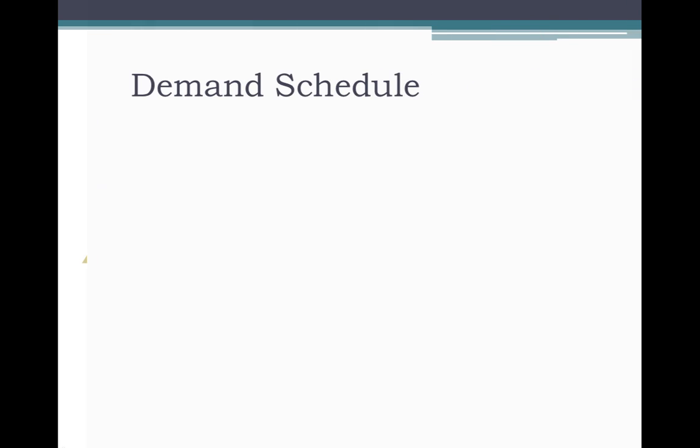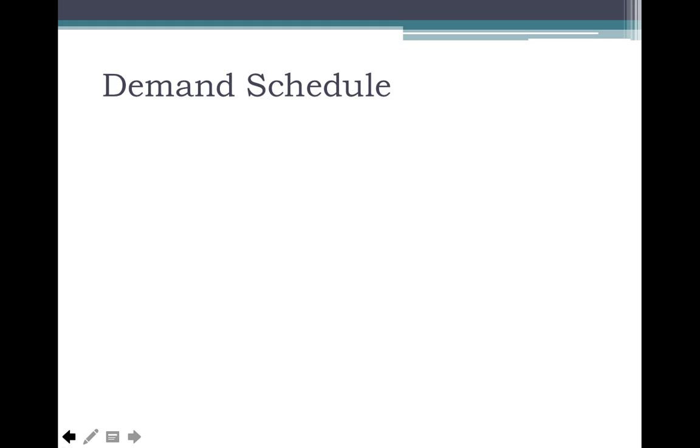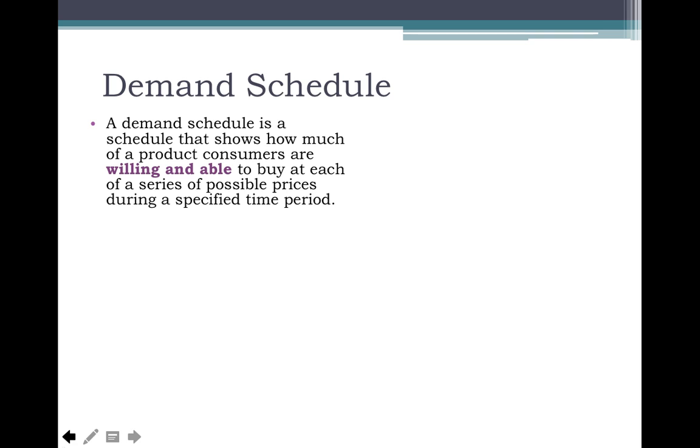So now, a demand schedule. Okay? A demand schedule shows how much consumers are willing and able to buy of a particular product during a specified period of time, right? Willing and able is important, okay? If you're not willing to buy something, if you're not able to buy something, right, demand doesn't exist.